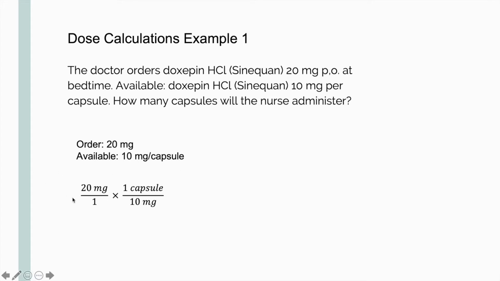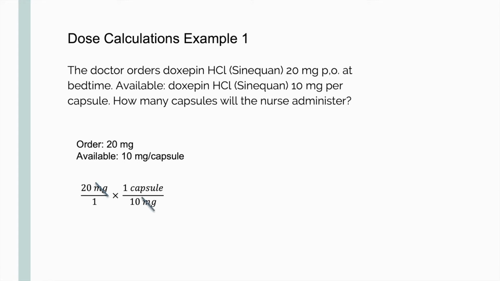So here you can see we have 20 milligrams over 1, and we're going to multiply it by what's available. We're going to have to put the 10 milligrams on the bottom because in dimensional analysis, we always want those to cross out. So the milligrams and the milligrams will cancel, and we will be left with our capsule on the top, which is what we want.